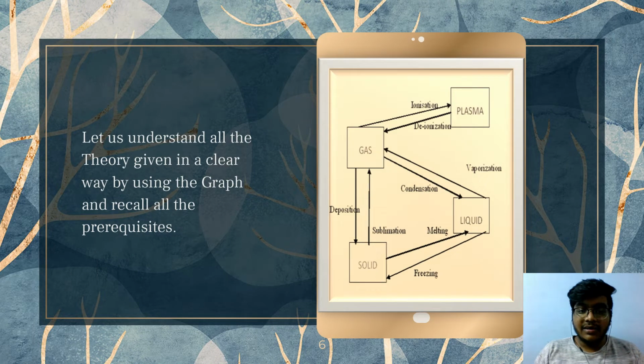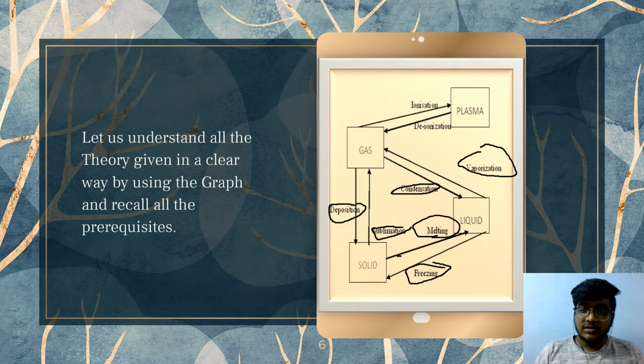Let us understand all the theory given in a clear way by using the graph and recall all the prerequisites. From solid to liquid, the change of phase or change of state is called melting, and from liquid to solid it is called freezing. In the same way, from solid to gas it is called sublimation, and from gas to solid is deposition, and gas to liquid is called condensation, and liquid to gas is called vaporization. Also gas to plasma is called ionization, and finally plasma to gas is called deionization.